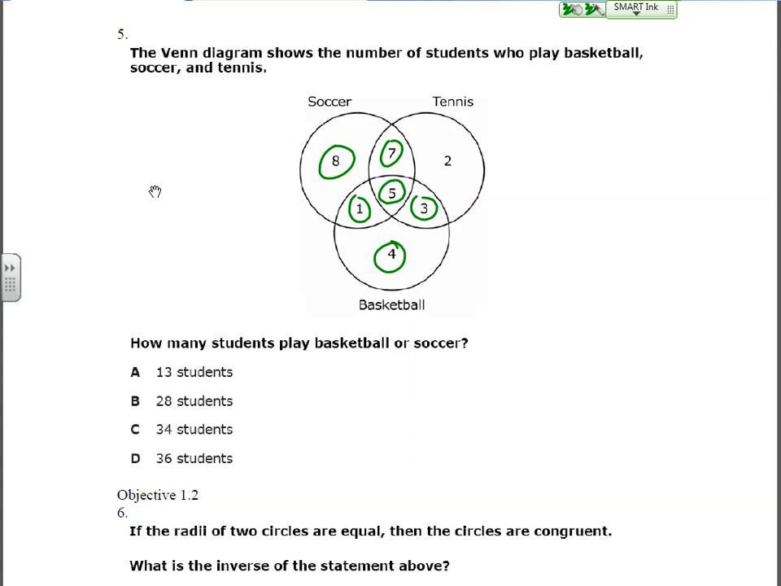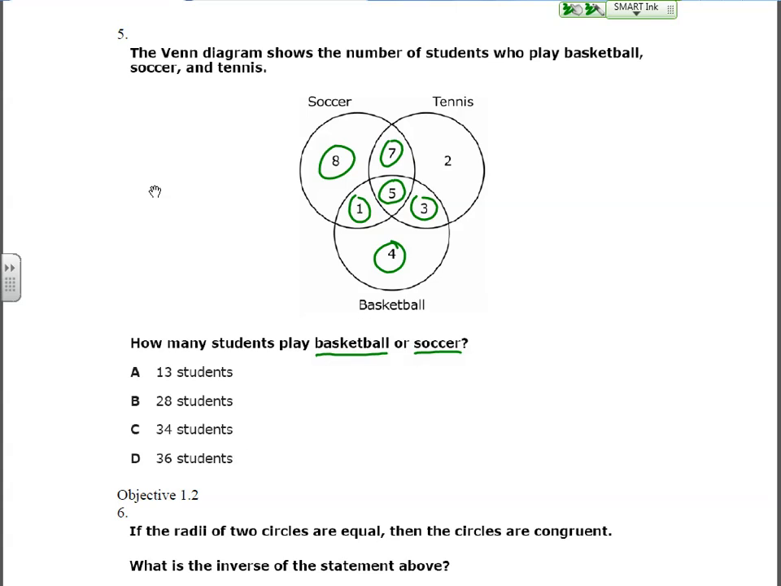So reading the question here is pretty important, right? How many students play basketball or soccer? So we want all of the basketball players and all of the soccer players. The way that this Venn diagram is divided up, there are 4 numbers in the basketball circle. 4 play just basketball, 1 plays basketball and soccer only, 3 play basketball and tennis only, and 5 play all 3. Okay, and then for the soccer, you have 8 that play soccer only, 1 for basketball and soccer, 7 for soccer and tennis, and 5 that play all 3.